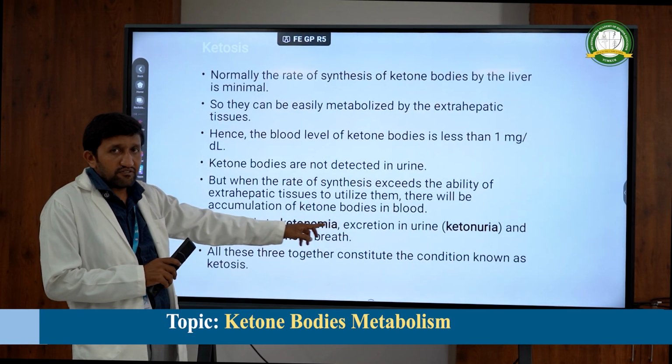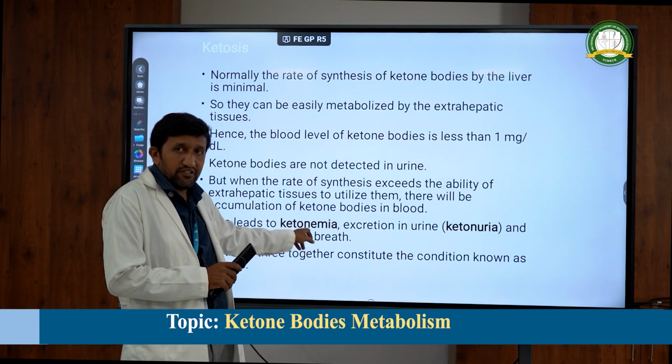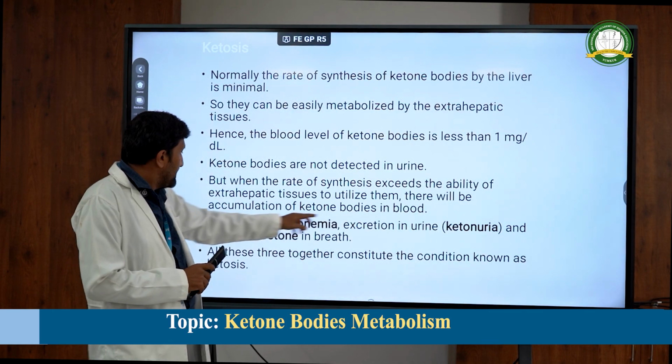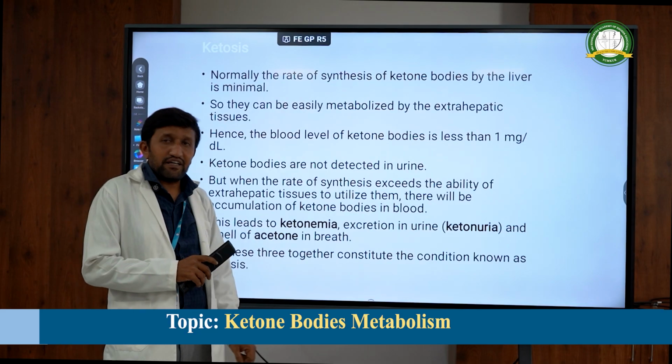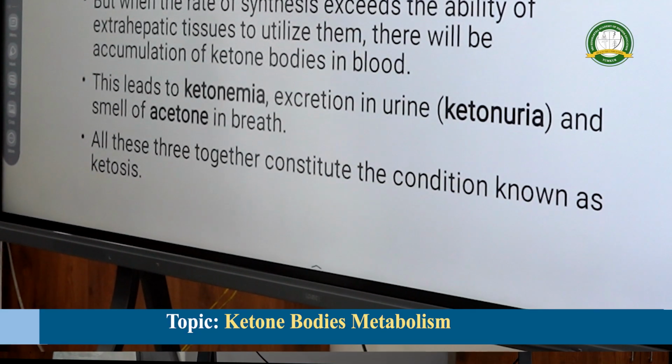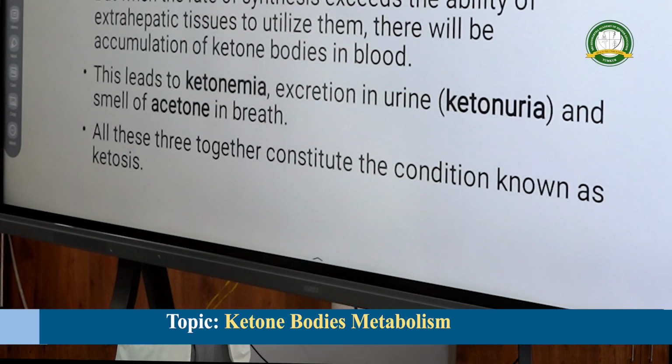Ketonemia is nothing but the presence of ketone bodies in blood, and excretion in urine is ketonuria, and we can see a smell of acetone in the breath. All these three together constitute the condition known as ketosis. This condition we can see in uncontrolled diabetes mellitus and starvation.